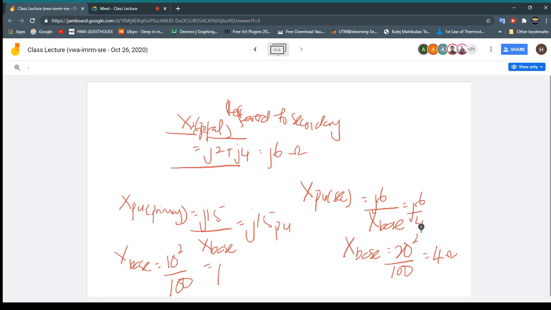Doctor, me and Asil Basalam still cannot access the Jamboard, okay? You can access the Jamboard. Yeah.